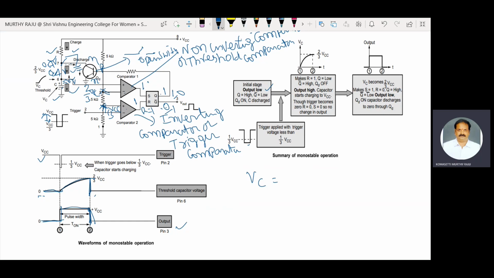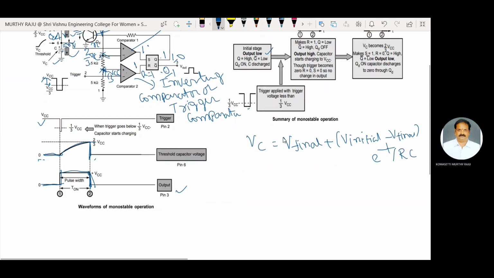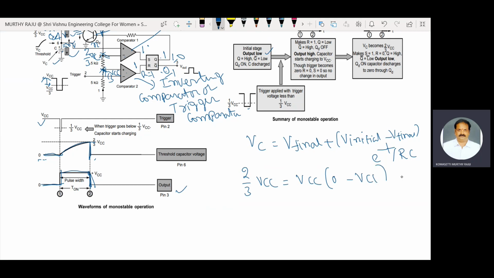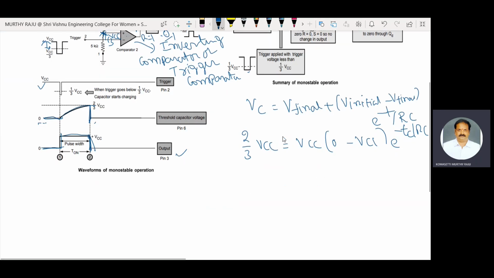We know that the voltage across the capacitor, VC, is equal to V final plus (V initial minus V final) into e power minus t by RC. VC is equal to 2/3 VCC, V final is VCC, and V initial, the initial voltage across the capacitor, is 0. So 2/3 VCC is equal to VCC into e power minus TC by RC.